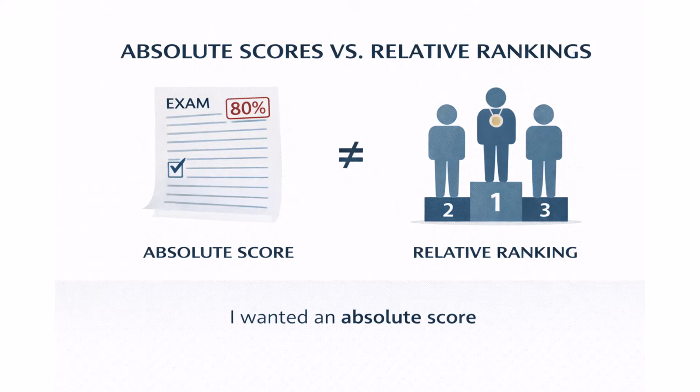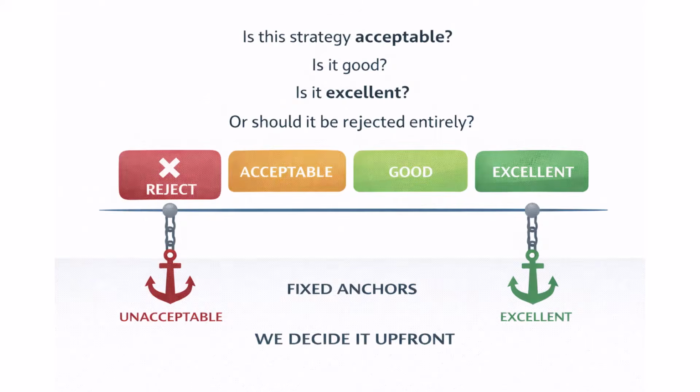And after that I can compare that to ranking strategies from best to worst. And I can compare all these to an absolute score. And this score answers if this strategy is acceptable, if it is good or is it excellent, or should it be rejected entirely. Now, to do that, you need to define what acceptable and excellent actually means. And that is where the fixed anchors come in.